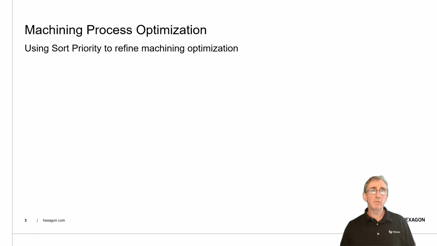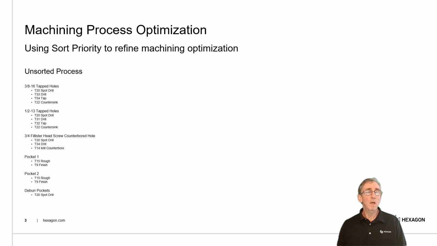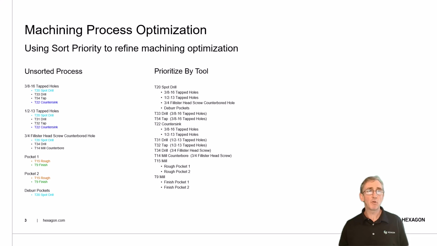Well, let's look at some examples of how process automation and sort priority has an influence. When we think about an unsorted process, similar to the demo part that we just showed, that process winds up building the toolpath by feature or by item. So all the toolpath for the 3/16 holes was put in, then the 1/2-13 and so on. Well, that winds up meaning that we've used the same tool multiple times: the same spot drill, the same countersink, the same roughing tools, the same finishing tools. We have all the right pieces in place, but they're not in the process order.